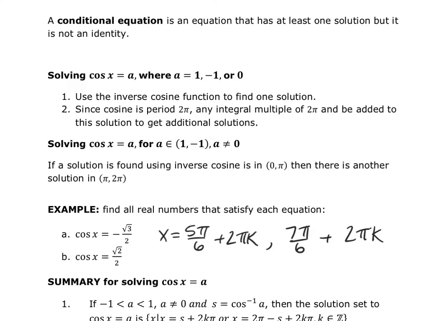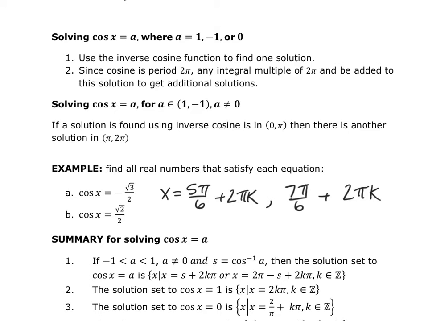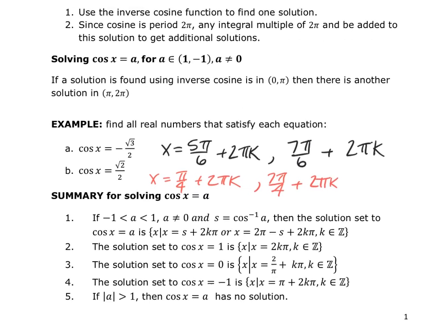So with your partners, try doing B. For B, where is the cosine of my angle equal to the square root of 2 over 2? Pi over 4, and where else? So this one is equal to pi over 4 plus all coterminal angles to that, and 7 pi over 4 plus all coterminal angles to that. Does that make sense? Cool?